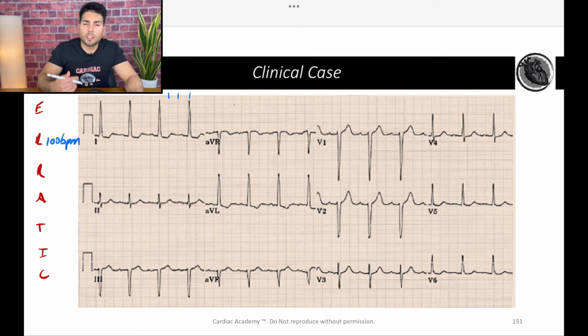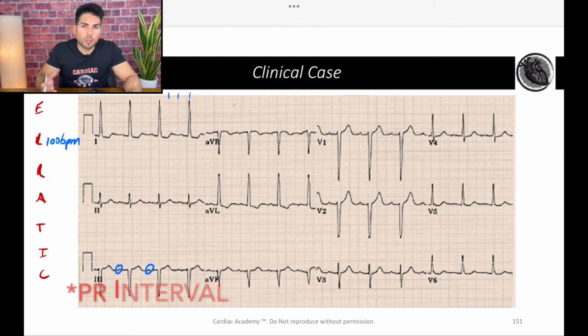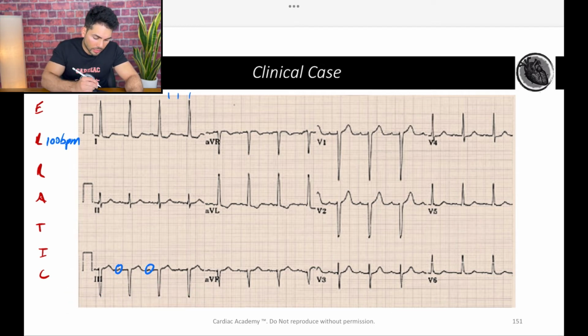Then the next R is for rhythm. And for rhythm, we have the 5 questions. First, are there any P waves? We look, and yes, we see P waves. Is there a P wave for every QRS? We look, and yes, there's a P wave for every QRS. Is the QRS narrow or wide? It's a narrow QRS. Is the rhythm regular or irregular? It's a regular rhythm. And then is the PR segment prolonged, more than 200 milliseconds? It's not, it's normal. So we can say it's normal sinus rhythm.